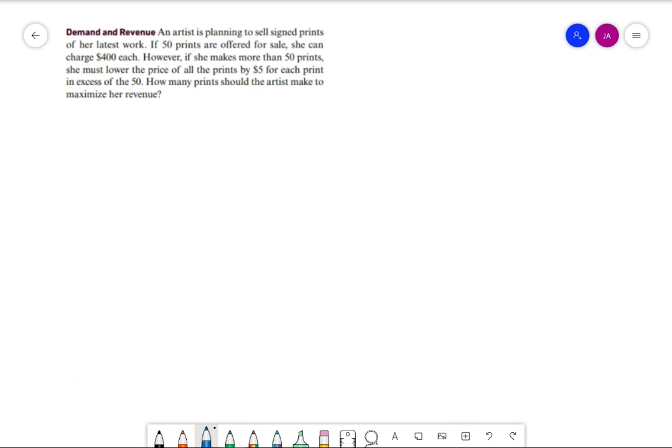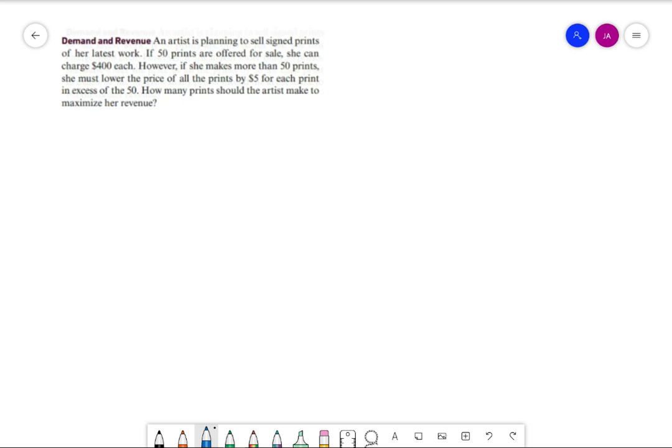An artist is planning to sell signed prints of her latest work. If 50 prints are offered for sale, she can charge $400 each. However, if she makes more than 50 prints, she must lower the price of all the prints by $5 for each print in excess of the 50. How many prints should the artist make to maximize her revenue?